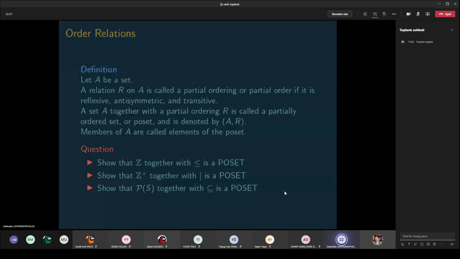Yesim, can you tell us if Z plus, so these are the positive integers, together with the divisibility relation, is this a poset? I guess so. I think it's a poset. But we have to prove it, right? We have 3 properties to prove. Shall we go through this? So is the relation reflexive?